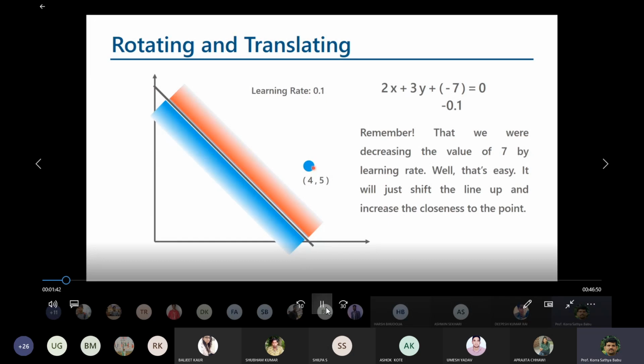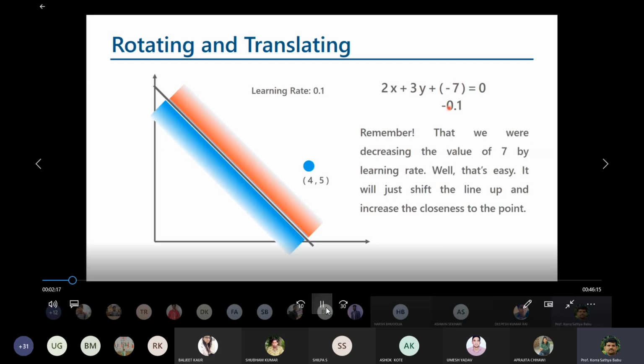Suppose a blue point was here. Now we give this blue point a special location, maybe like 4, 5. Okay, fourth row and fifth column, for example. Row and column. Now we drew a line here, and then we want this blue point to come under this blue region. It means that this line has to be drawn somewhere like this.